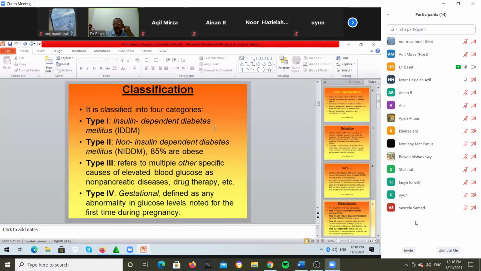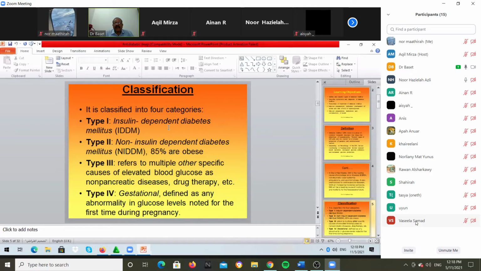Type 1 is insulin-dependent diabetes, IDDM. The patient cannot be treated by anything other than insulin, only insulin. Without insulin, no life. Type 2 is non-insulin dependent diabetes. Many of them are obese, but type 1 is not obese.